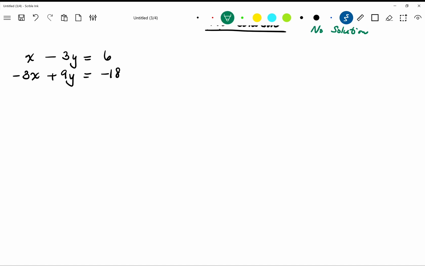And yet another example for Gauss-Jordan. So I'm just going to go right through and write the augmented matrix. So we have 1, negative 3, 6, and we have negative 3, 9, negative 18. So again, we have that 1 in the upper left-hand corner. So this is good news. No fancy footwork needed here.